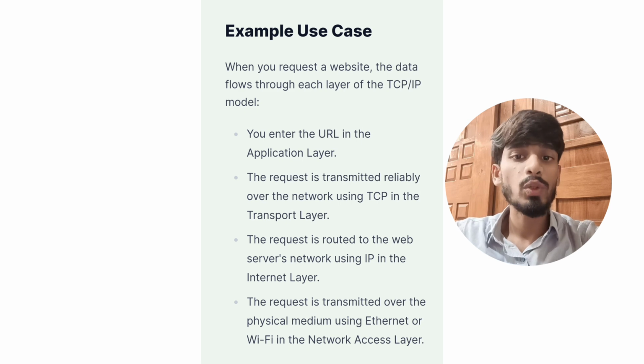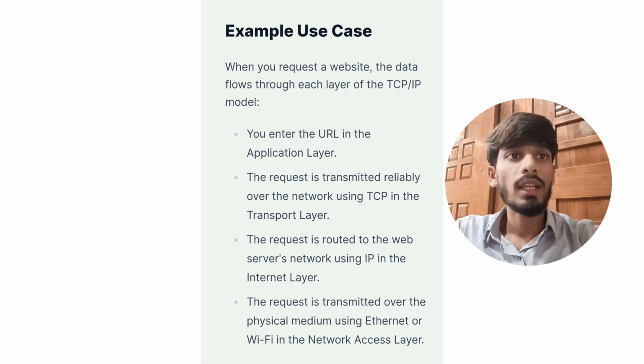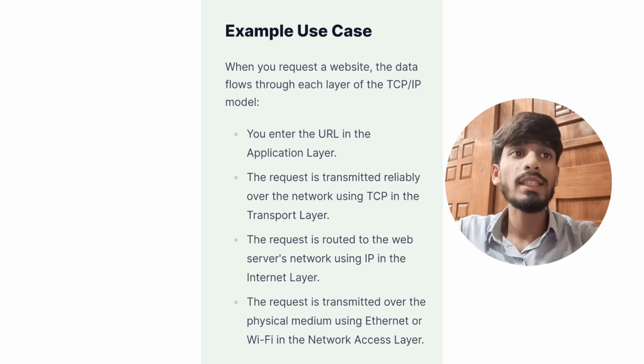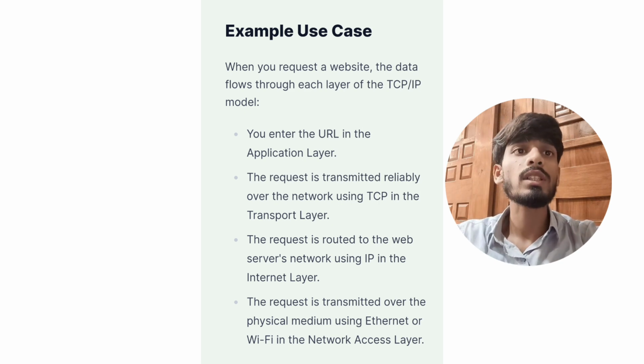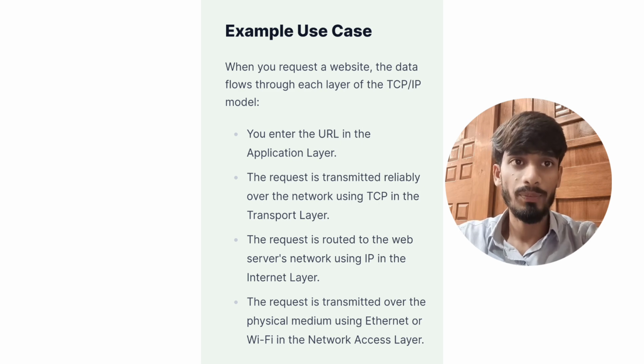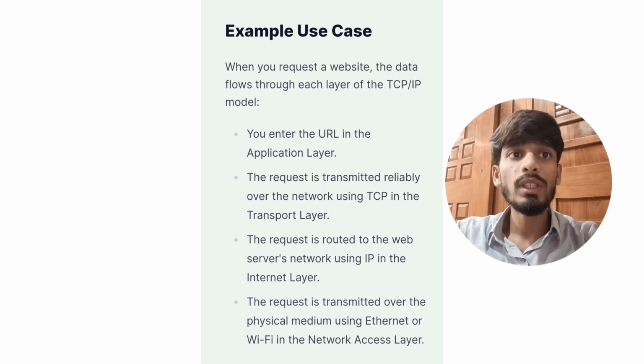We will see an example use case of Transmission Control Protocol. When you request a website, the data flows through each layer of the TCP/IP model. You enter the URL in the application layer. The request is transmitted reliably over the network using TCP in the transport layer. The request is routed to the web server's network using IP in the Internet layer. The request is transmitted over the physical medium using Ethernet or Wi-Fi in the network access layer.